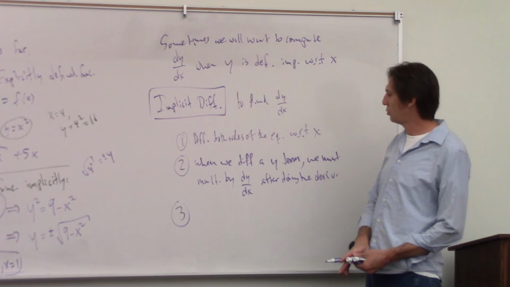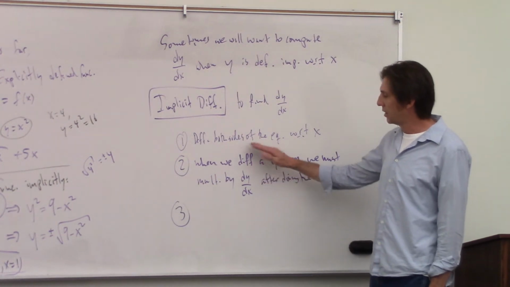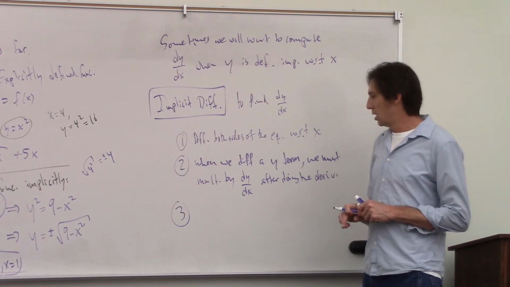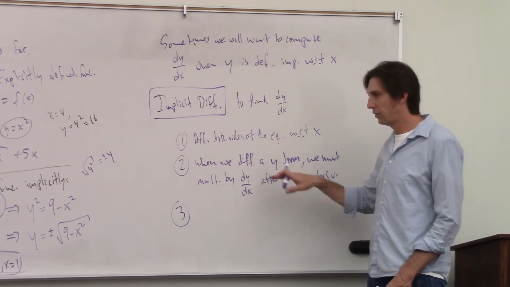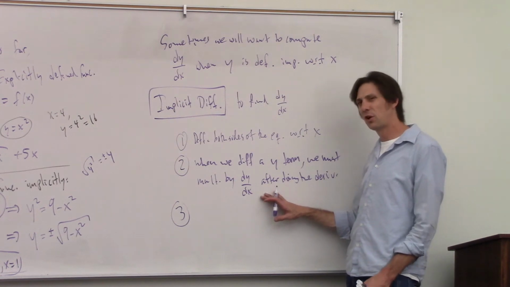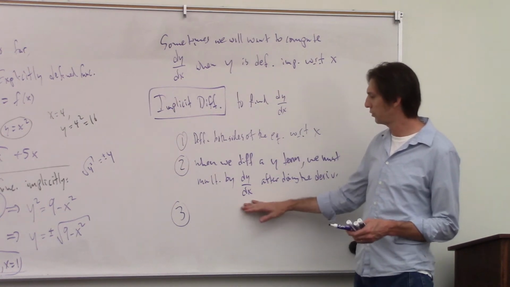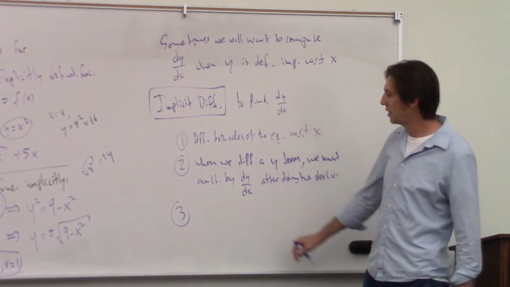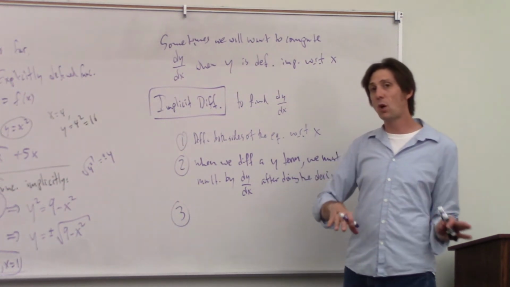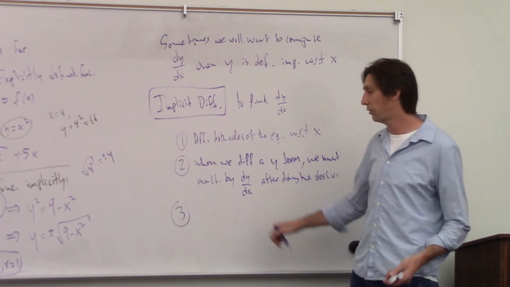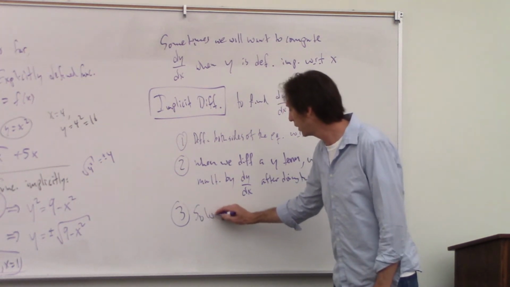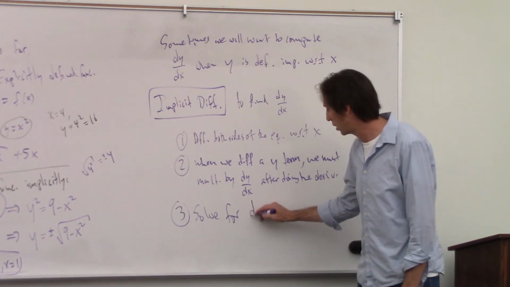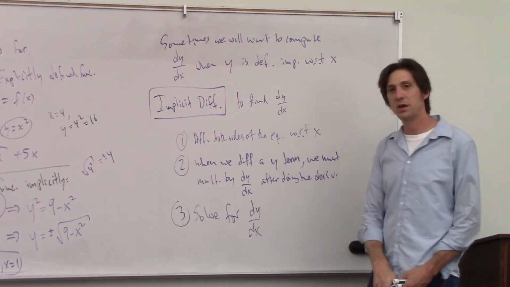As you'll see in the example in a moment, after step 2, where we've differentiated both sides, doing the x terms in the usual way, doing the y terms in the usual way, but then remembering to multiply by dy dx whenever we differentiate a y term, what we'll end up with is some equation that has x's and y's, and also dy dx's. And then in step 3, because it's what we're looking for, we'll have to solve for dy dx. So in this step, we need to do some algebra.